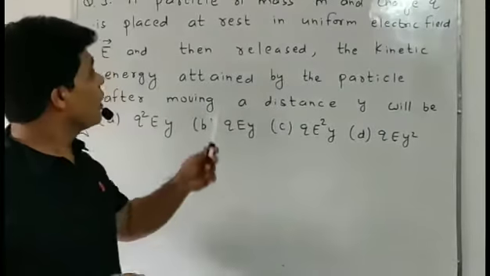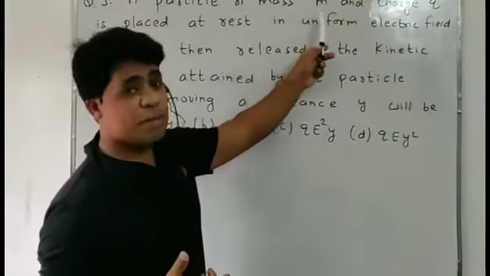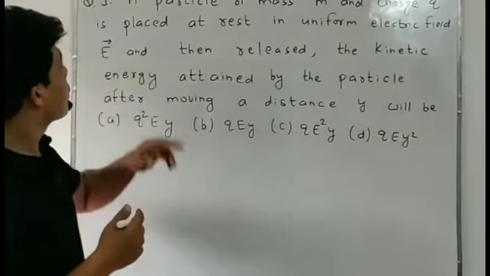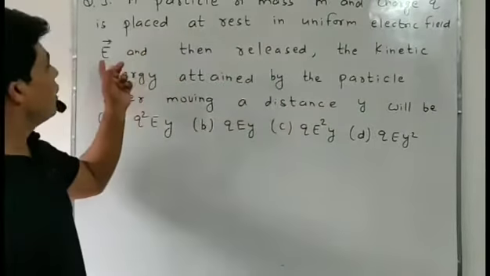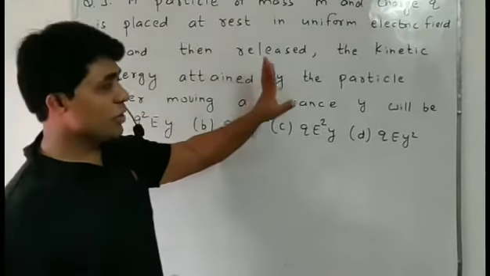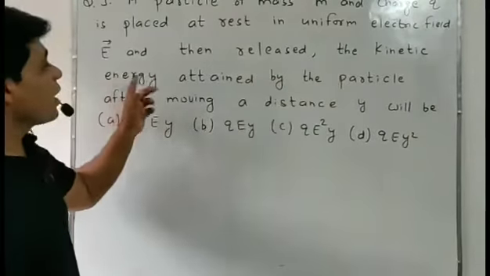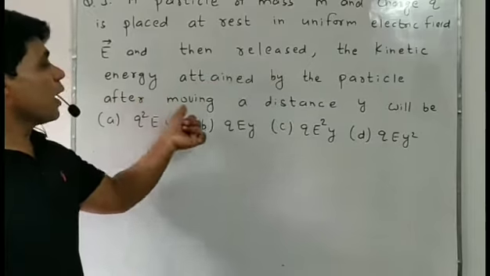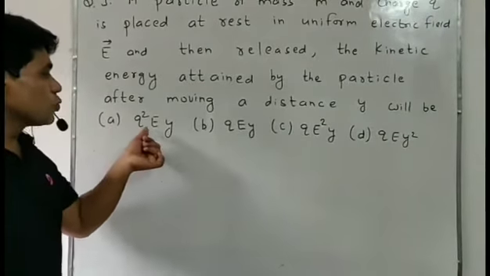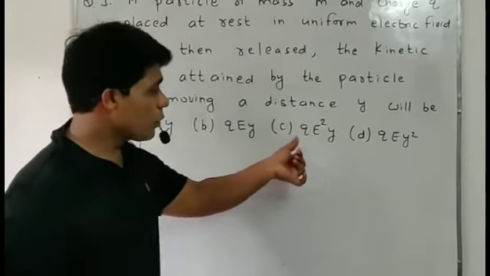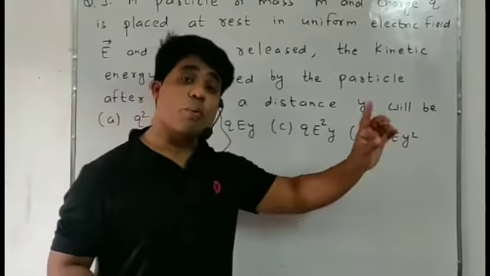Question number third. We are given a particle of mass m and charge q placed at rest in a uniform electric field E, vector E, and then released. The kinetic energy attained by the particle after moving a distance y will be, we are given four options: q square Ey, qEy, qE square y, and qEy square.